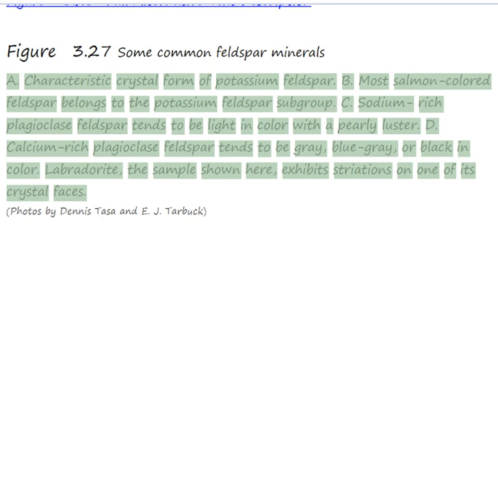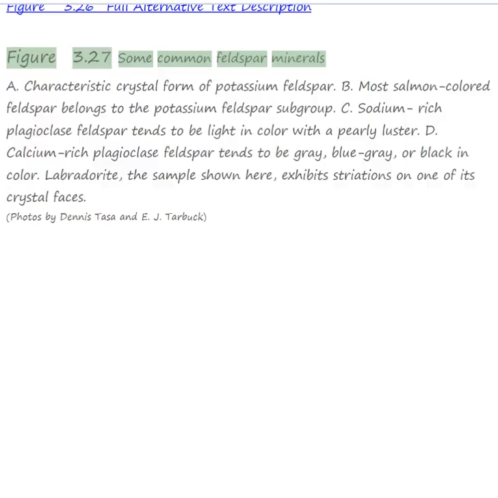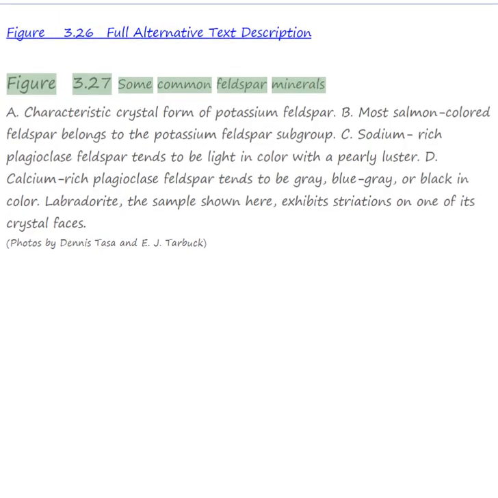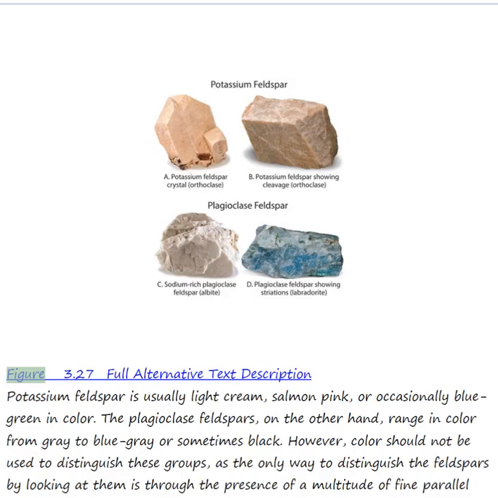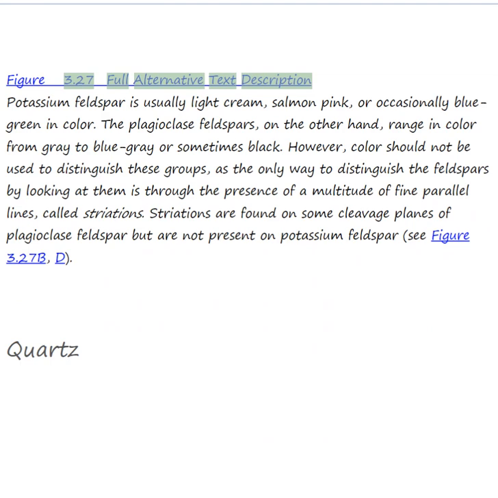A. Characteristic crystal form of potassium feldspar. B. Most salmon-colored feldspar belongs to the potassium feldspar subgroup. C. Sodium-rich plagioclase feldspar tends to be light in color with a pearly luster. D. Calcium-rich plagioclase feldspar tends to be gray, blue-gray, or black in color. Labradorite, the sample shown here, exhibits striations on one of its crystal faces. Figure 3.27 Some common feldspar minerals. Figure 3.27 Full alternative text description.